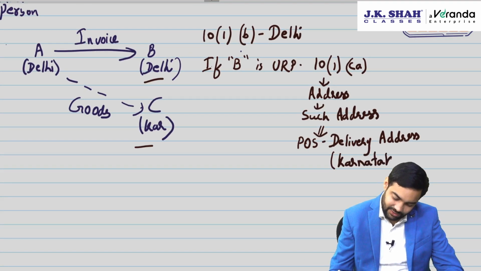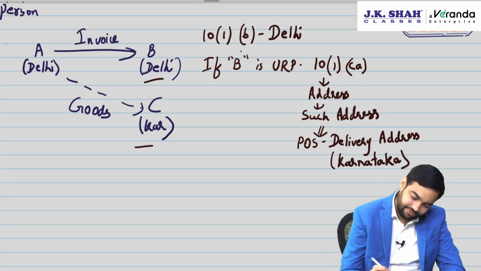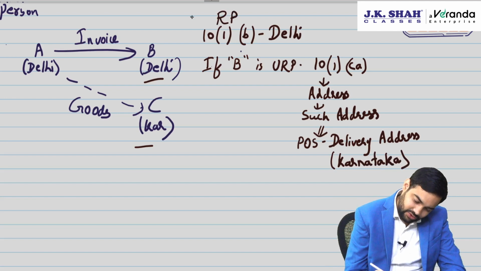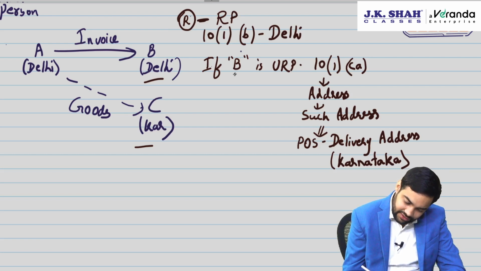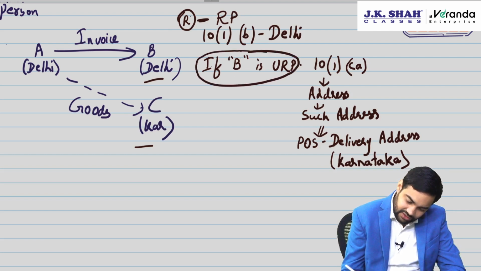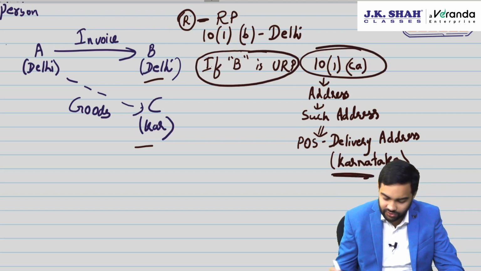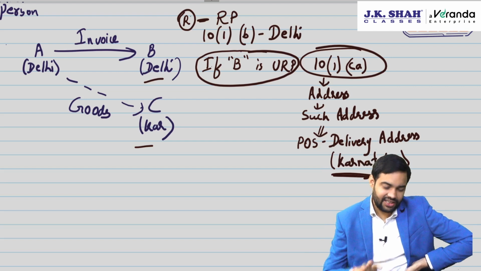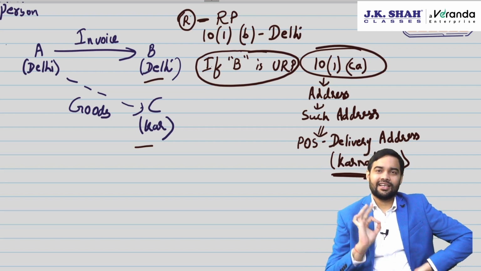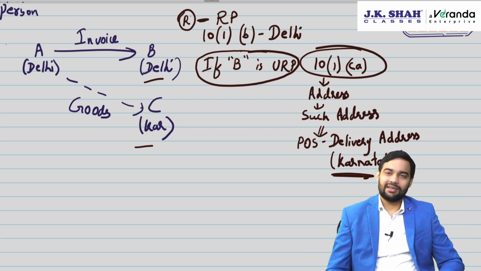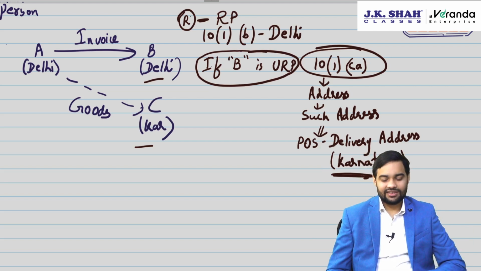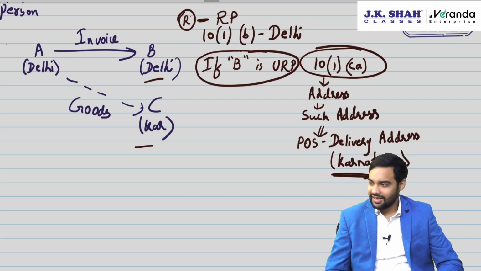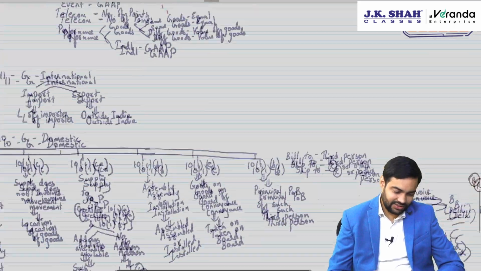So sir, if we get this question, how do we tackle it? Now, 10.1b will be used only when the recipient is a registered person. The moment the recipient is an unregistered person, you will use 10.1ca and you will use the delivery address, that is Karnataka. So be very careful of this. Don't make a mistake on this important aspect. So this was about place of supply. Let's now go through all the points once.